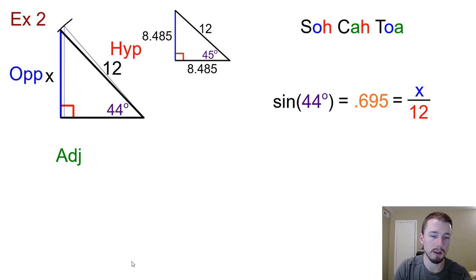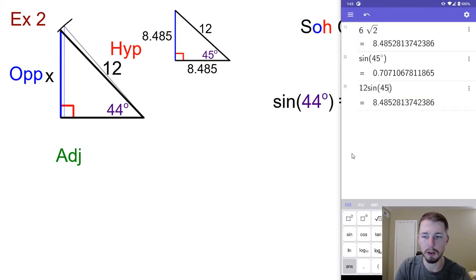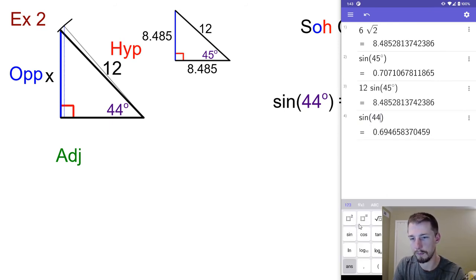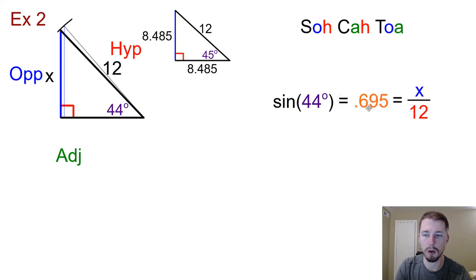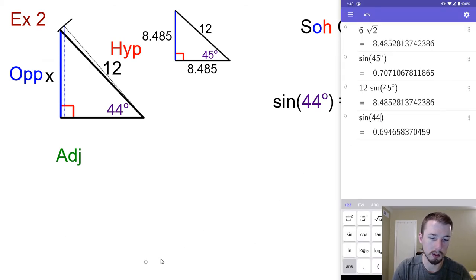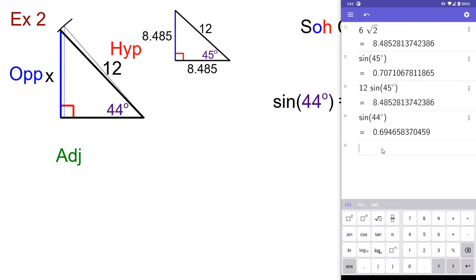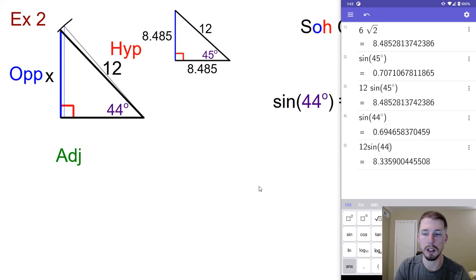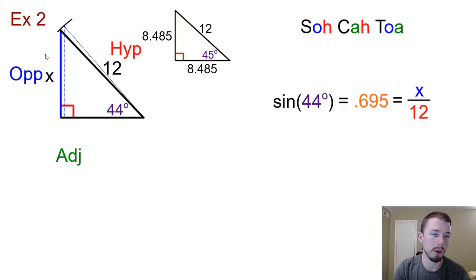And then to figure out what sine of 44 is, well, that's just going to be in the calculator. So if we put this in here, sine 44, that's where we're going to get the ratio of 0.694, or if I round, 0.695, and that's going to be the ratio of the opposite over the hypotenuse. And so to solve for x, all we'd have to do is multiply those two, so 12 times sine 44, which would give us 8.336 if we round that.